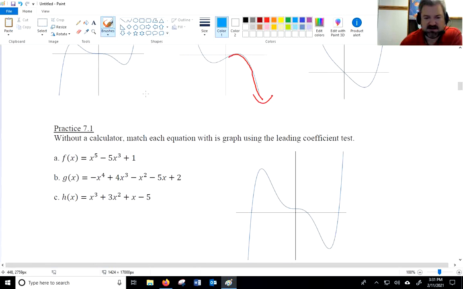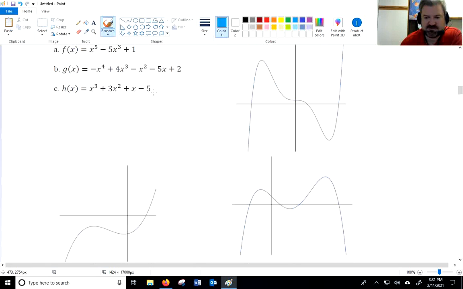All right, let's try a practice problem. I want you to match each of these equations to one of these three graphs.